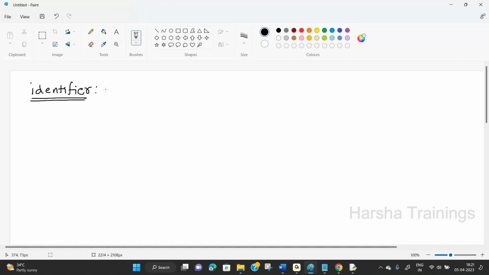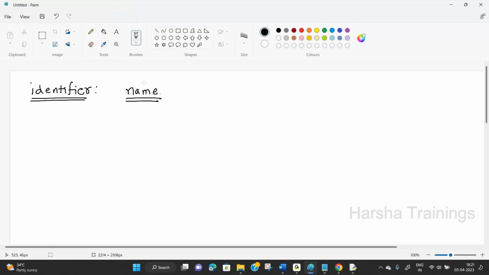Identifier, first I will give you the meaning, then you will understand the complete thing. Identifier is simply a name. What is the meaning of a name?